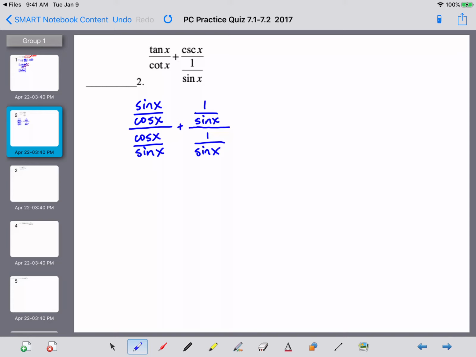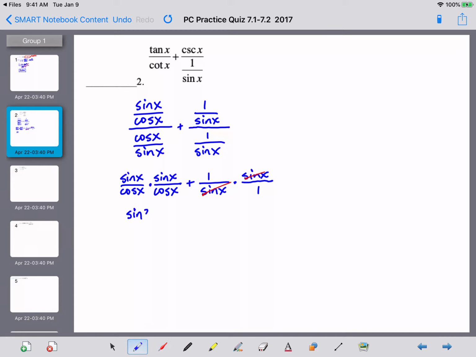All right, so I'm going to do keep, switch, flip with both of these fractions. So the first fraction is going to turn to sine x over cosine x times, and we'll flip the bottom and make that sine x over cosine x. And then same thing over here, 1 over sine x times the reciprocal, which is sine x over 1. Okay, so these are all going to cancel and we'll just end up with 1 right there.